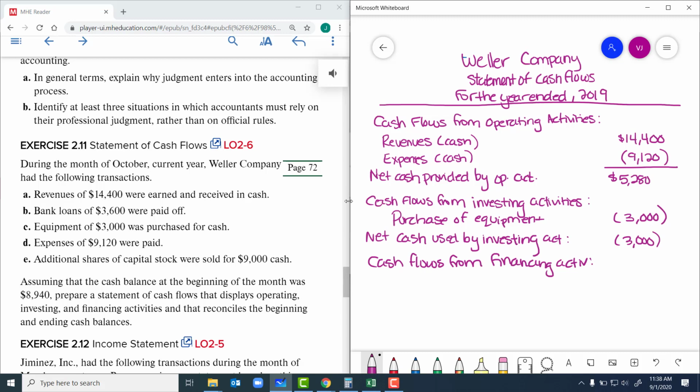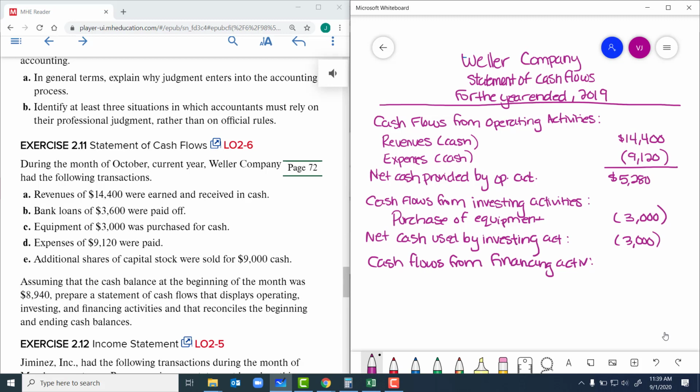Okay, so the only things we don't have so far are the bank loan that's paid off and the additional shares of capital stock that was sold for $9,000 cash here. Okay, so let's start with the bank loans paid off in the amount of $3,600. So why would we have taken out a loan in the first place?